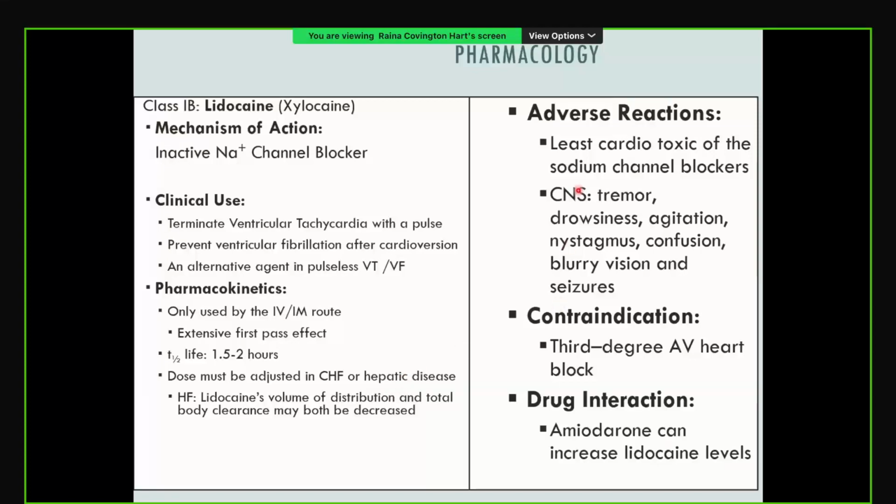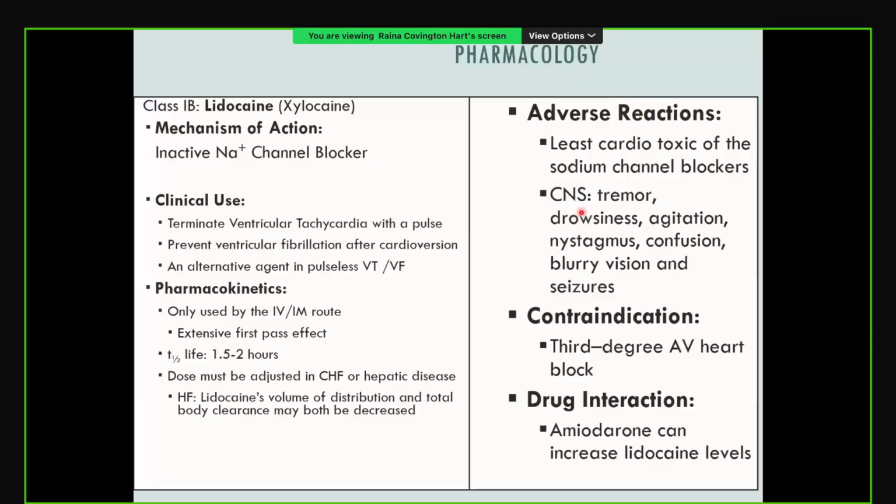Now, looking at your adverse effects. When we talk about cardiotoxic, we're saying whether something is pro-arrhythmic or not, right? That's what we mean by cardiotoxic, harming that patient's heart. So it's less cardiotoxic when we're talking about our class 1 drugs. If we had to compare 1A, 1B, and 1C, this is our best option that we have to not cause those arrhythmias or toxicities to the heart.